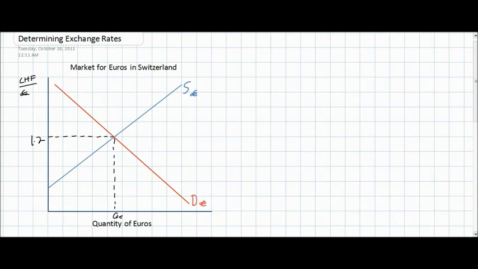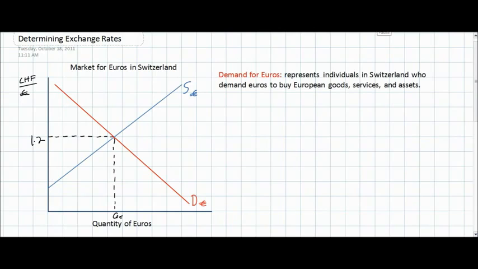So let's look at the market for euros in Switzerland here that we see on the left. In Switzerland, there is a demand for euros. Clearly, the demand for euros comes from Swiss households who wish to buy European goods and services and other assets, including European government bonds and savings in European banks. So the red demand curve, D for euros, represents Swiss households who are demanding European goods, services, and assets. In the market for euros in Switzerland, demand represents Swiss individuals who demand euros.